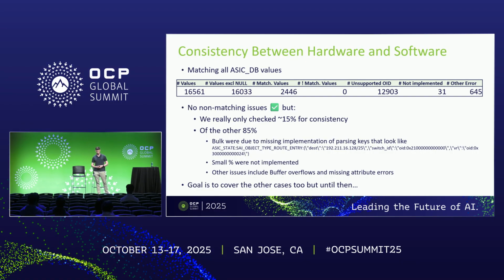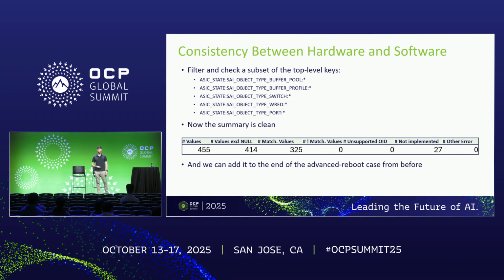The goal is to cover these other cases, but until then we've constrained the set and we're only looking at 5 objects for the moment. So we're looking for all attributes for pools, profiles, switches, and WRED. This last one, port, we're not actually looking for all values. It's all except for 2. The reason we're not looking for 2 of them is because we found on a particular version that if we do a SAI get call, it had a side effect of setting the speed of a port, and that was causing data plane impact. So we've excluded that. There's actually another column in here that I haven't put, but it's the number of values after filtering out the ones we're not interested in. So when we look at that, the result set's much more clean.